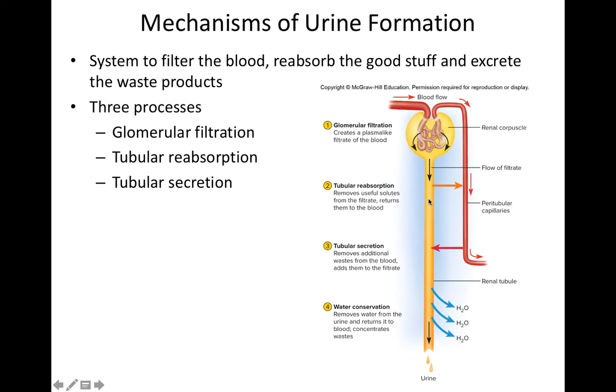So the second process that we have to get into then is tubular reabsorption, moving from the tubule back into the blood. All the good stuff that filtered out needs to move back into the blood. The other process goes in the opposite direction. Tubular secretion goes from the blood back into the nephron. And you might be wondering why both filtration and secretion are going in the same direction. We will find out filtration is very non-specific, whereas secretion is highly specific.